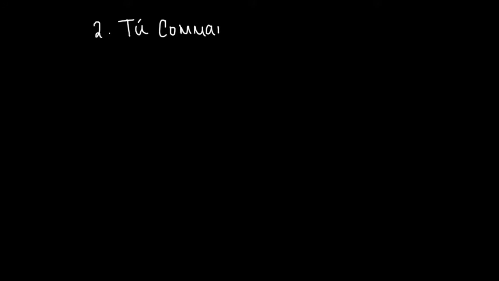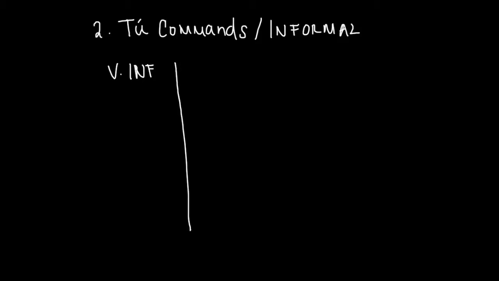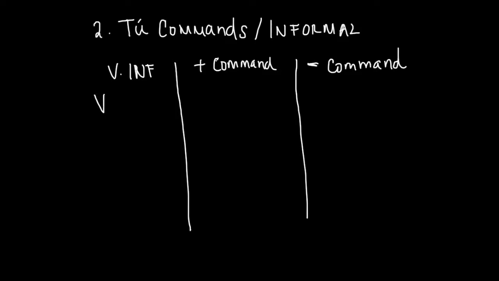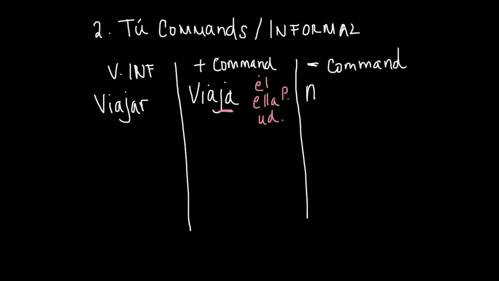So, tú commands are the ones that you are familiar with. And again, they give orders or advice to people you address in the form of tú. So we're going to learn about negative commands. So let's say viajar. So the affirmative command would be viaja, which is the same form as the él, ella, usted in the present indicative. But the negative form is going to use the present subjunctive. No viajes.